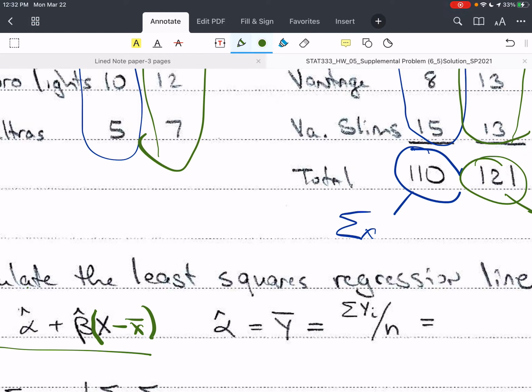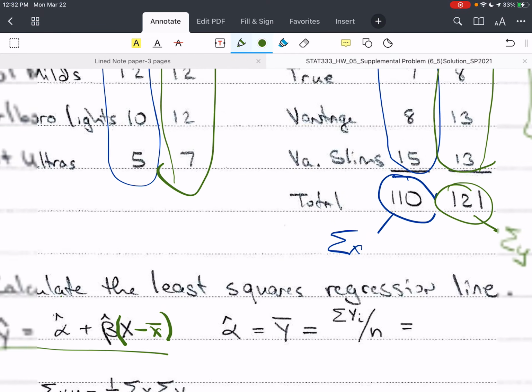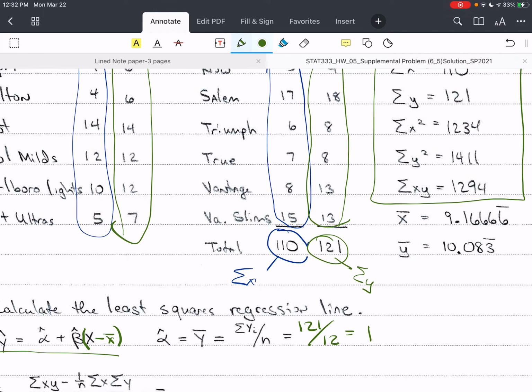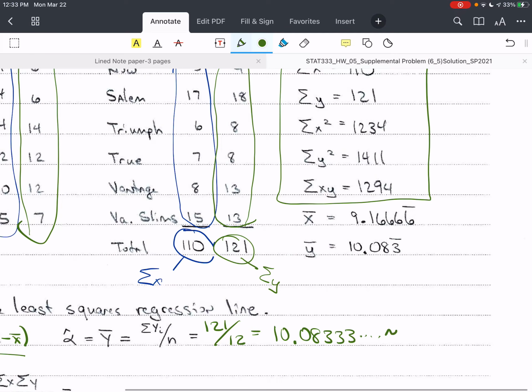With this formulation, alpha hat is y bar. That's the sum of y over n, and the sum of y is 121, and n is 12, and that gives us 10.083. Oh, I have that wrong. Forgot a decimal place. 10.0833. Okay, so I'm going to round this to 3 decimal places. So I'm going to say that is approximately 10.083.